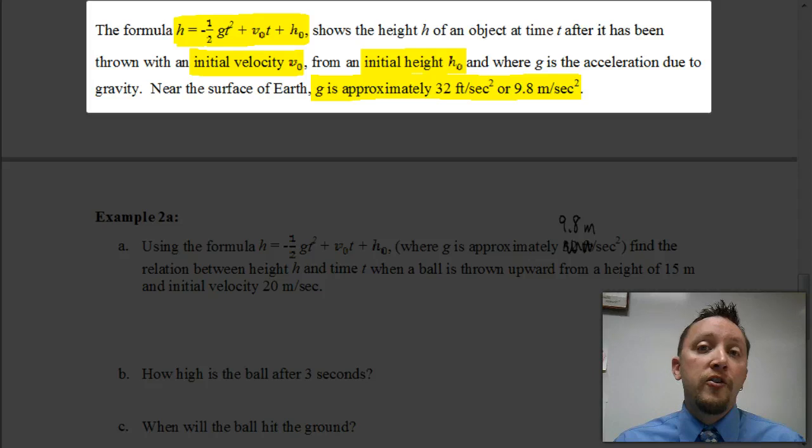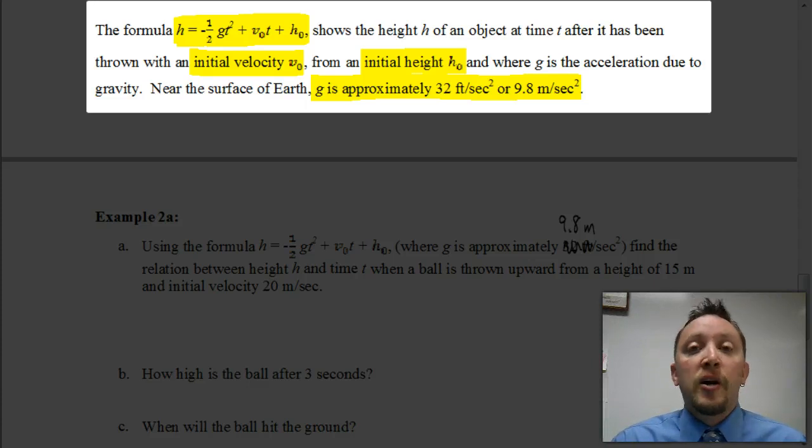Now, if our units in our problem are all in meters, then we would use 9.8 meters per second squared. And half of 9.8 is 4.9. So we would have negative 4.9 times t squared. Now let's talk about the other pieces. Now we have the v sub 0. That v sub 0 represents your initial velocity. So we would put whatever that value is into that next term in the equation.